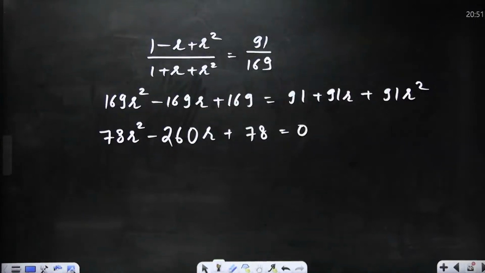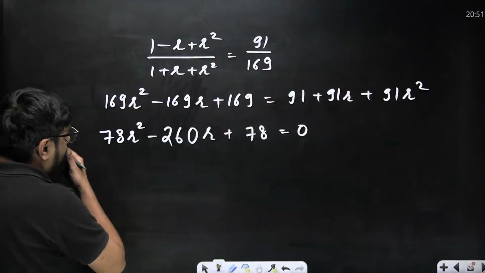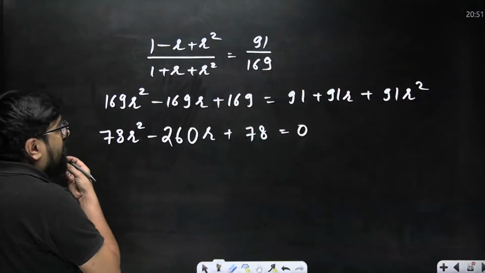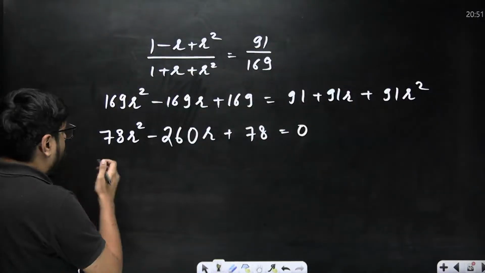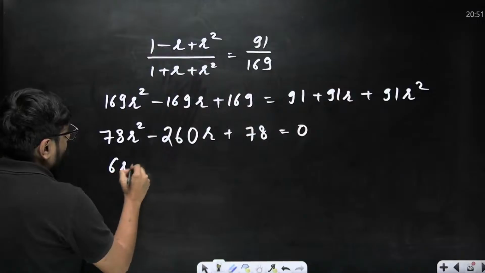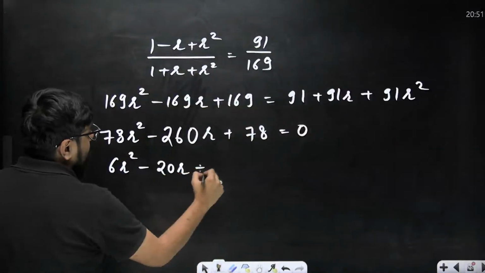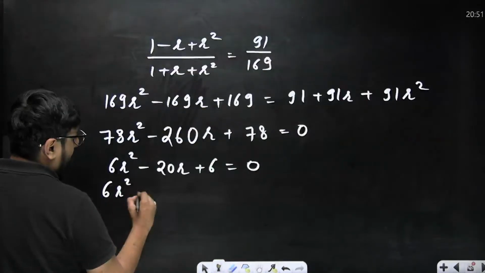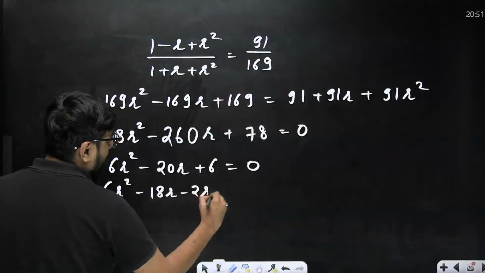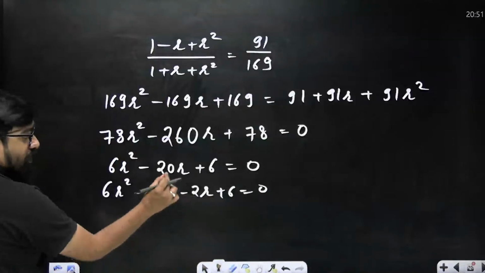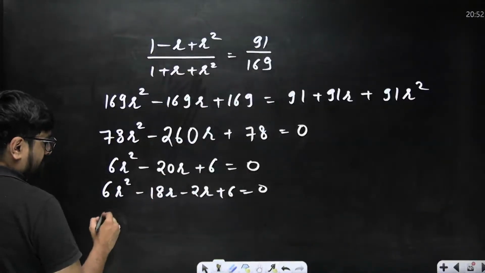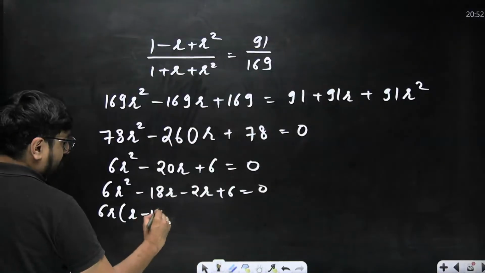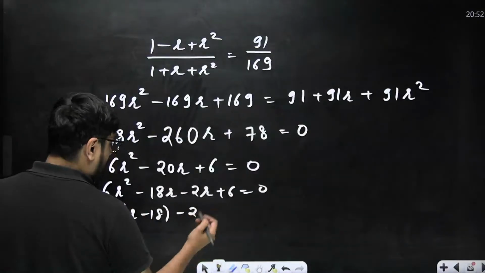You can divide it by 13. 13 into how much is 78? It is 6. Sorry, 1 6 are 78. So 13, 6 r square minus 20 r plus 6 is equal to 0. So 6 r square minus 18 r minus 2 r plus 6 is equal to 0. Sum is minus 20, product is equal to 36. So 6 r into r minus 18 minus 2.